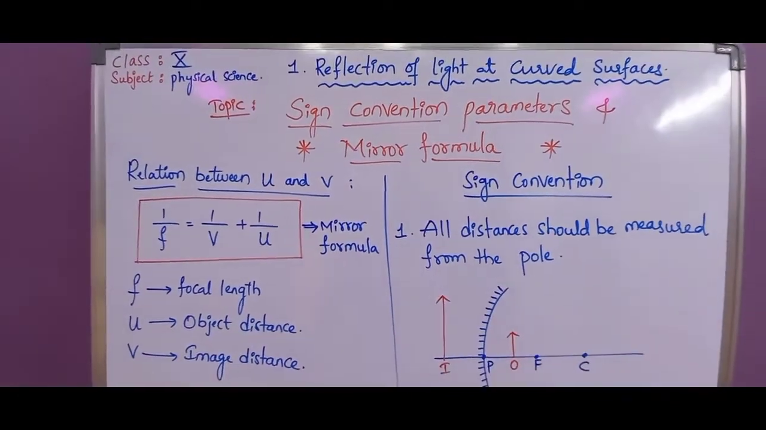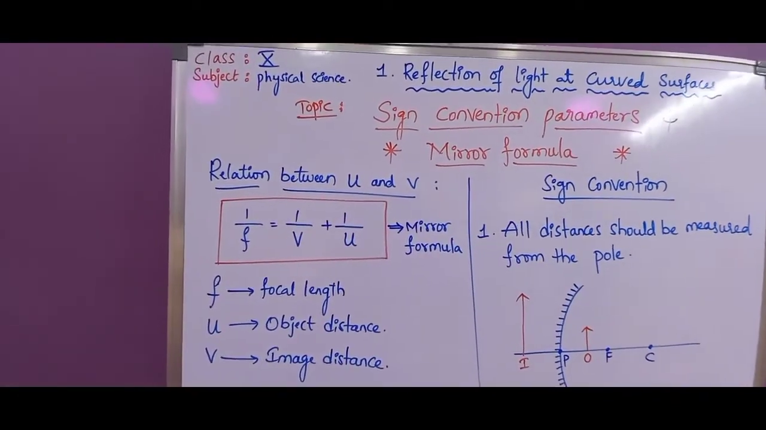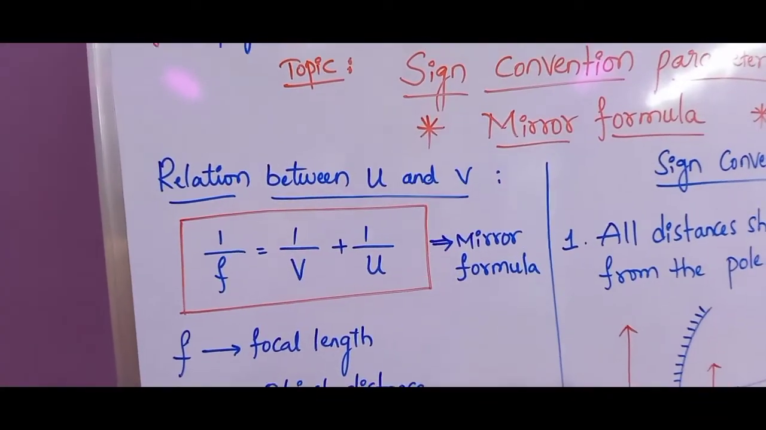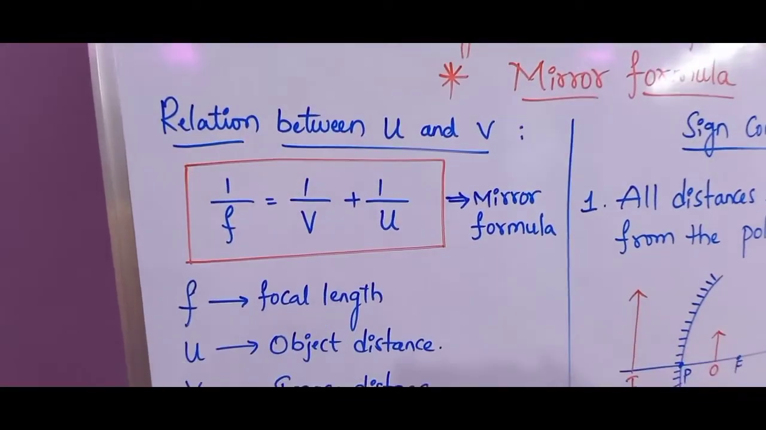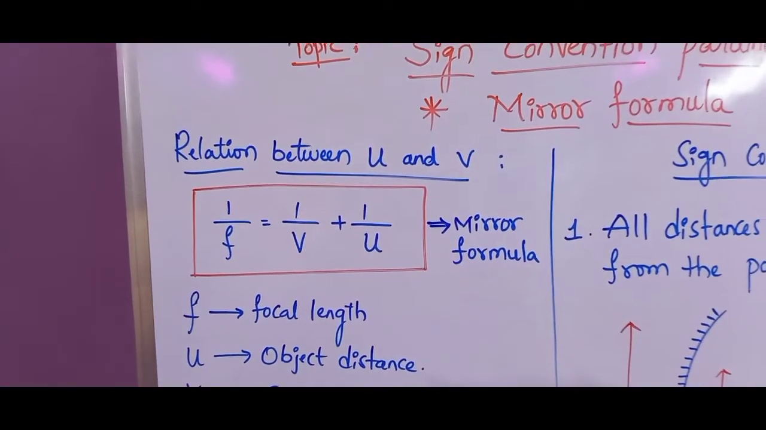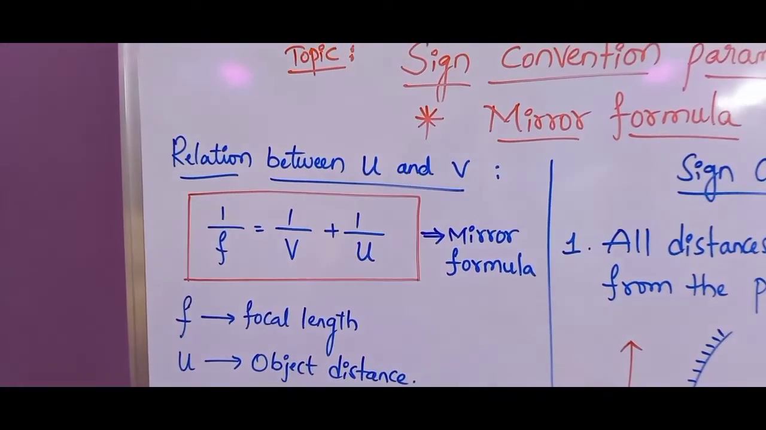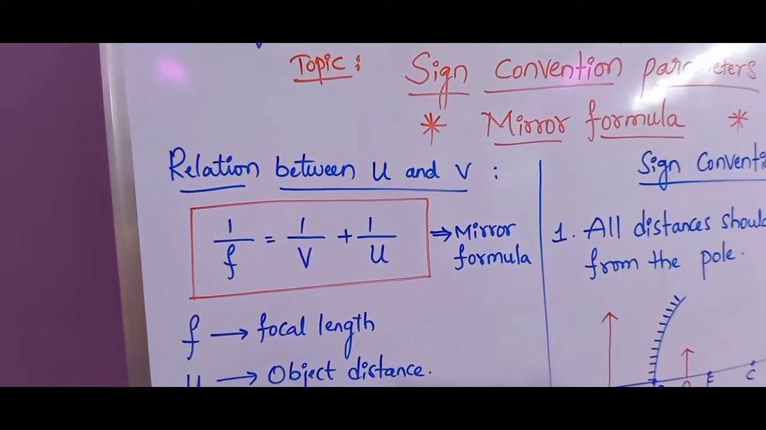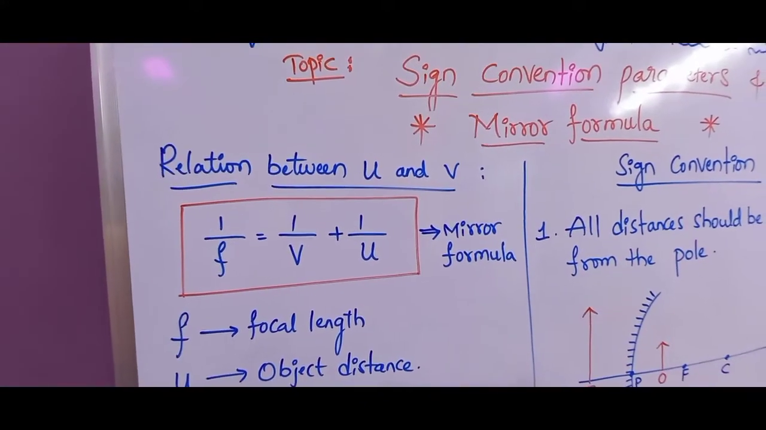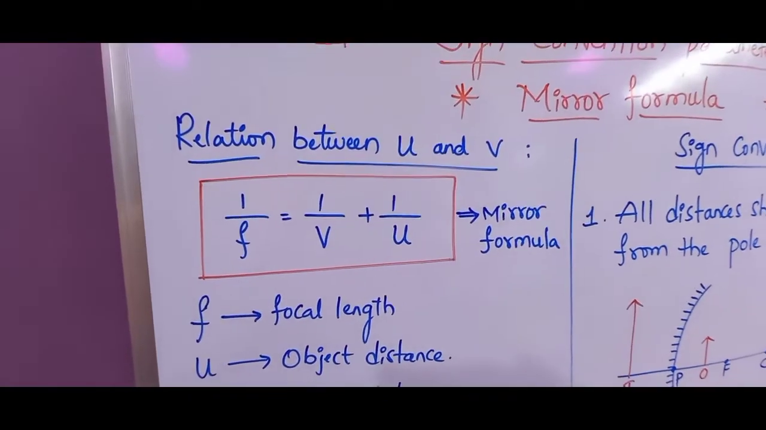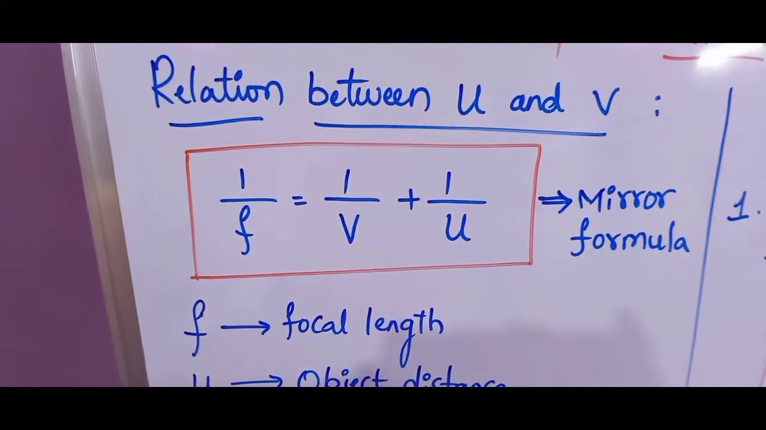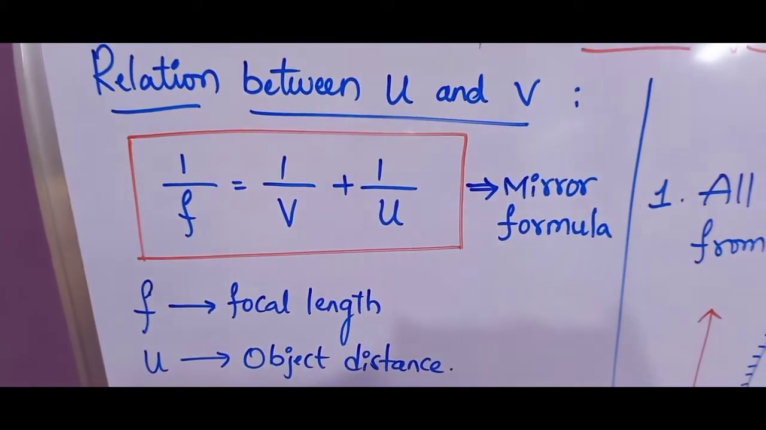This mirror formula is the one which gives the relation between u and v. See, children, what is u and v? Here the term u represents the object distance and v represents the image distance. The relation between object distance and image distance in front of the concave mirror is given by this formula, that is 1/f = 1/v + 1/u. This 1/f = 1/v + 1/u is called the mirror formula.